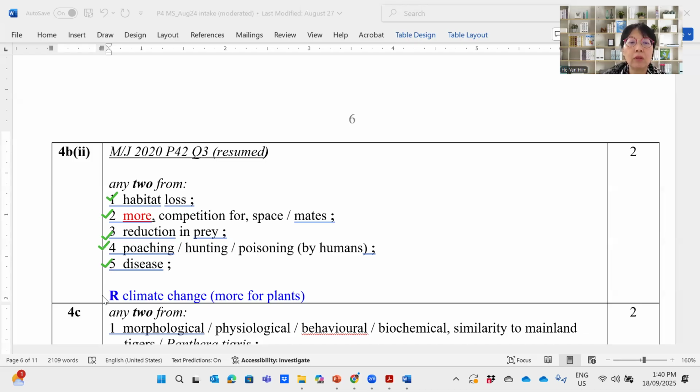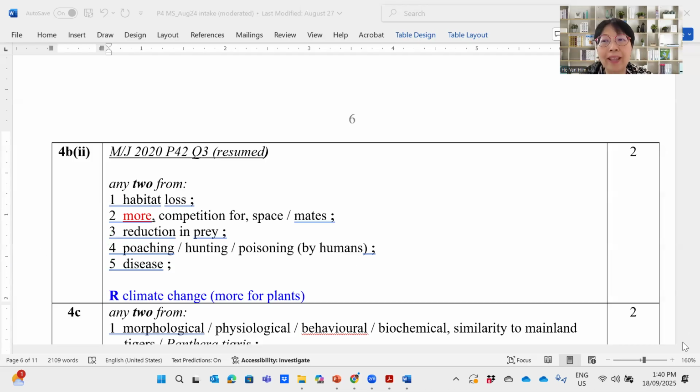Now, some students write climate change. I will not give mark for climate change because climate change affects the plant more than animal because plant cannot move, but animal can migrate. So if it's too hot, when there's no water, or when it's too cold, they can always migrate, but plant cannot migrate. So plant is affected by climate change. The mark scheme doesn't give mark for climate change affecting animal.